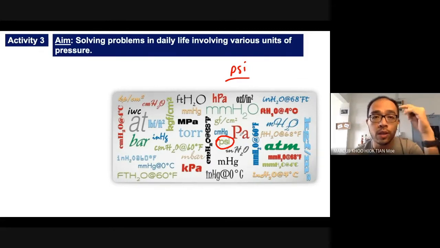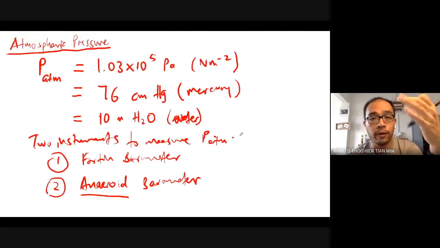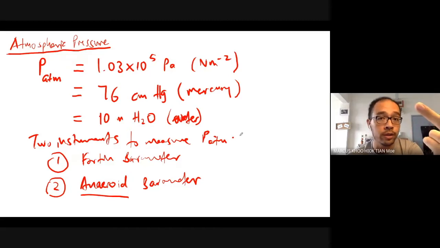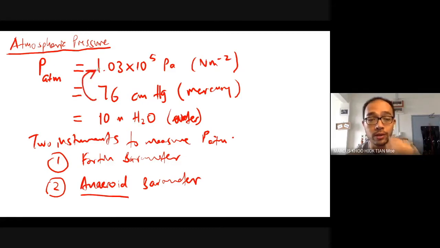So our main job today is to know how to change between the various units of pressure. So far, as you have mentioned, we have three: one is Pascal, one is centimeter mercury, and the third one is meter water. So how does this 76 centimeter Hg become 1.03 times 10 to the power of 5 Pascal? That's the thing that we want to learn today.